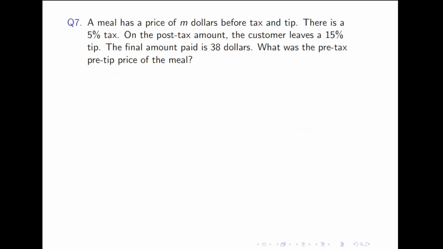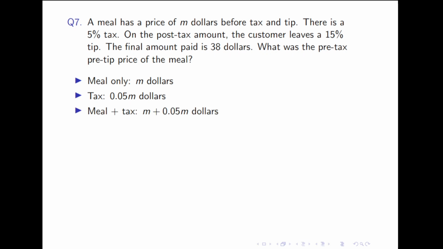Question 7. A meal has a price of M dollars before tax and tip. There's a 5% tax. On the post-tax amount, the customer leaves a 15% tip. The final amount paid is $38. What was the pre-tax, pre-tip price of the meal? The meal alone, before tax or tip, is M dollars. The tax is 5% of M dollars, which is 0.05 times M dollars. The meal and tax together is M plus 0.05 times M. We are just adding the two values from above.